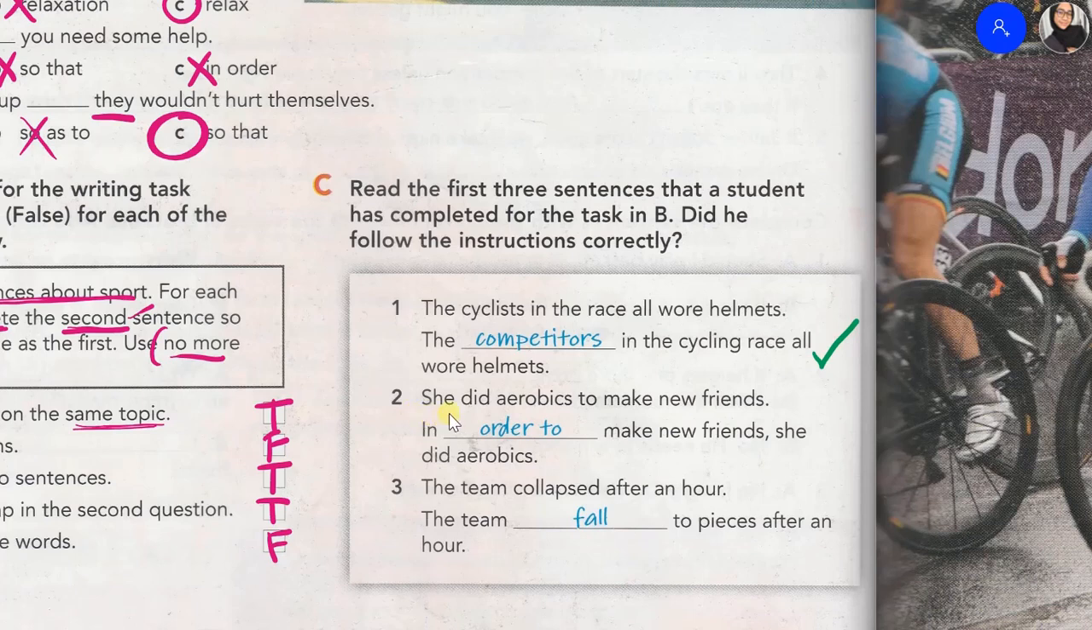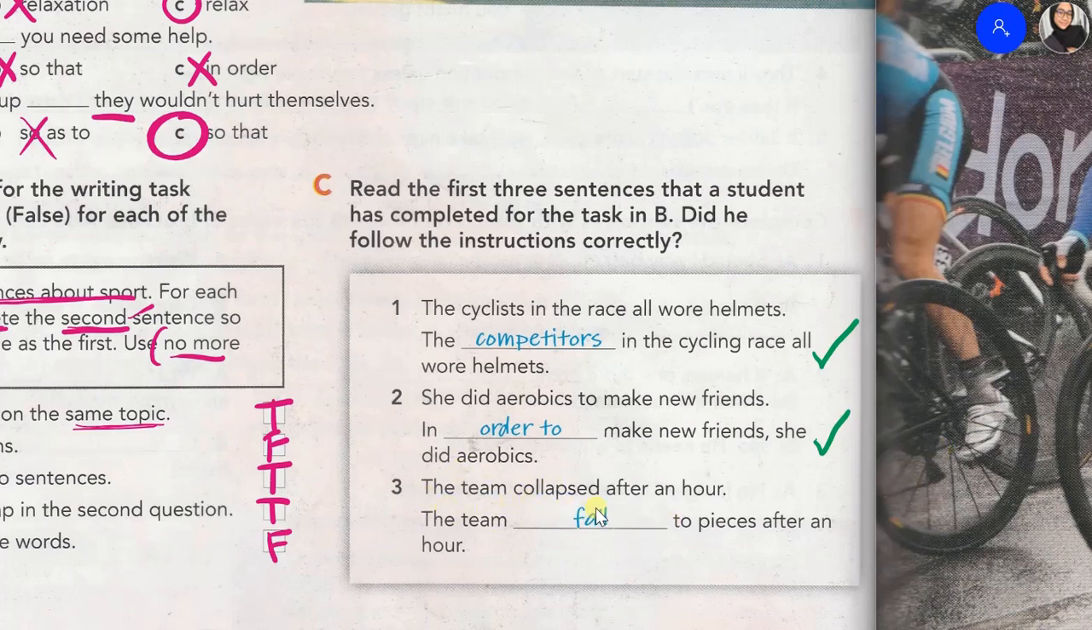What about the second one? So the original sentence sounds like this. She did aerobics to make new friends. So the transformed sentence is, in order to make new friends, she did aerobics. Does this mean the same as the first one? She did aerobics to make new friends. In order to make new friends, she did aerobics. Yes, both of the sentences carry the same meaning. Okay, what about the third one?